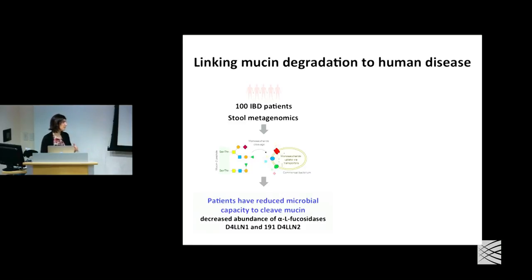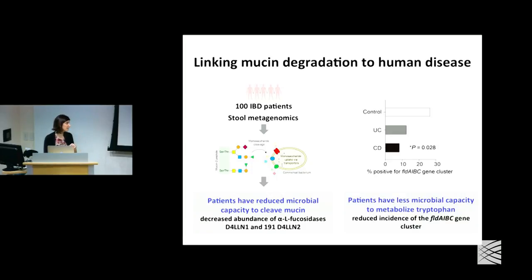There were fewer of these fucosidases and sialidases that are able to cleave those sugars off. So the organisms that are necessary to eat the mucus are not as present in IBD. We also looked for the FLD gene cluster, which is the one responsible for producing the indole acrylic acid that I was talking about, and we saw that patients had less capacity to metabolize tryptophan into these molecules. There were fewer samples that were positive for this gene cluster in the individuals with ulcerative colitis or Crohn's disease.